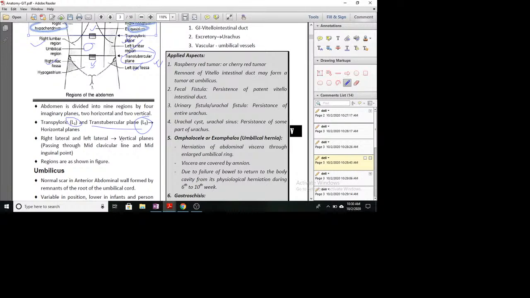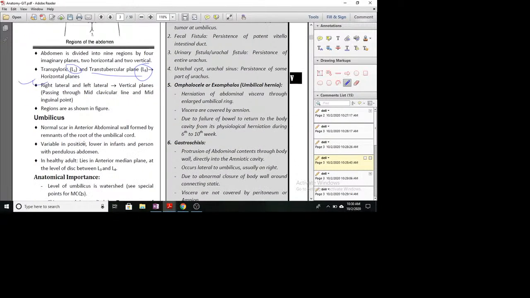The right lateral and left lateral vertical planes pass through the mid-clavicular and mid-inguinal points. We know this. Umbilicus: a normal scar in the anterior abdominal wall, the remnant of the root of the umbilical cord. It is variable in position, generally lower in infants and in persons with a pendulous abdomen.